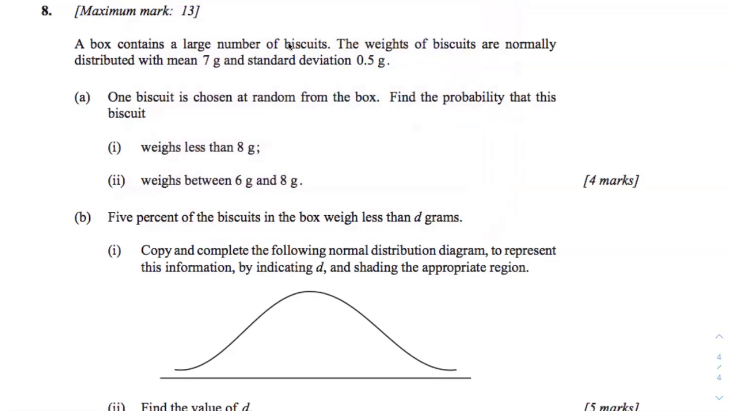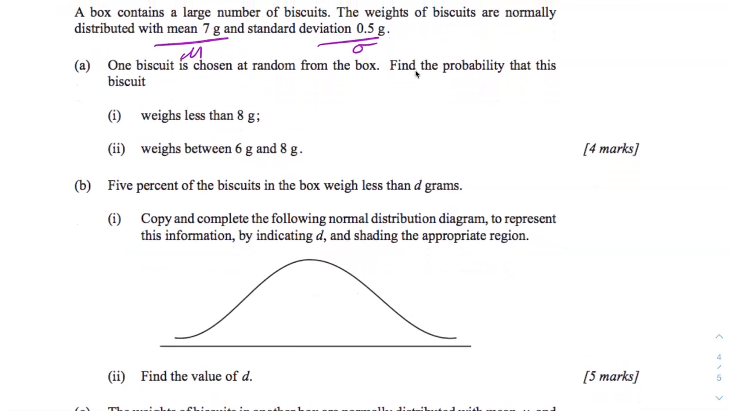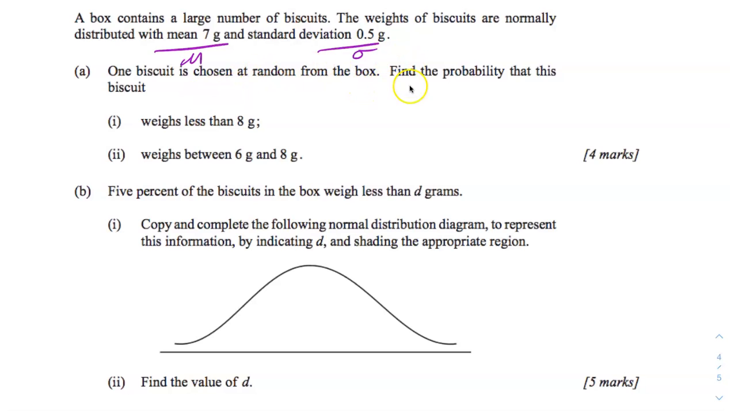Let's go there. A box contains a large number of biscuits. The weights of biscuits are normally distributed with a mean of 7 and a standard deviation of 0.5. So here's my mean, here's my standard deviation. One biscuit is chosen at random from the box. Find the probability that this biscuit weighs less than 8 grams.